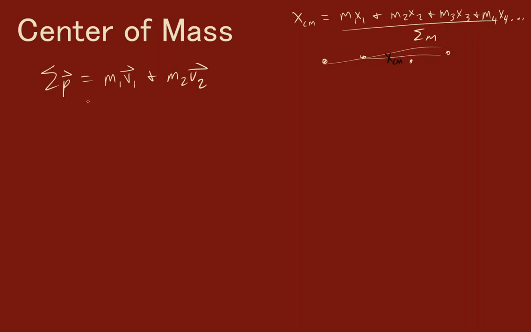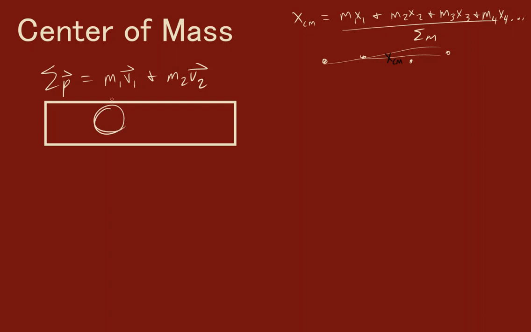So let's say that we have a system that's two masses, and again we'll stick with one that's more massive than the other. And maybe the lighter one is going slower. So we'll place the center of mass right here. It should be closer to the more heavy ball.